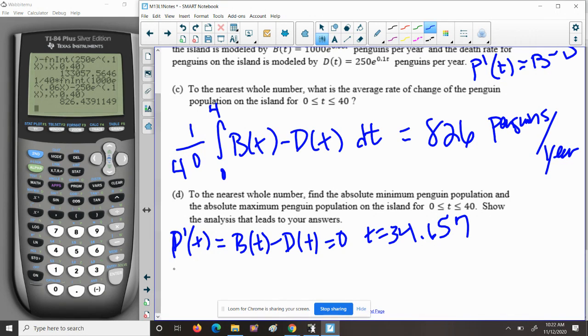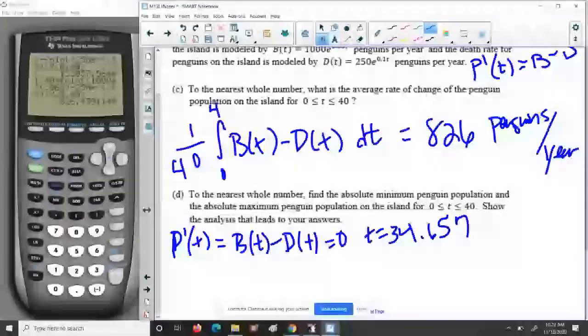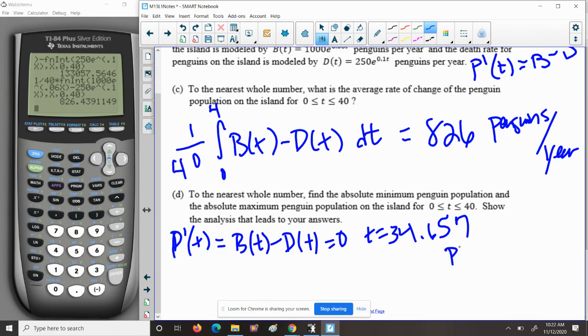Now, what we need to do at this point is plug in our endpoints 0 and 40 to find the population then, and also check the time 34.657. So P of 0, we already know that population is 100,000, right? P of 40, we just found that. Did we find that? No, we didn't. Yes, we did. That was 133,057. We found that in part B.